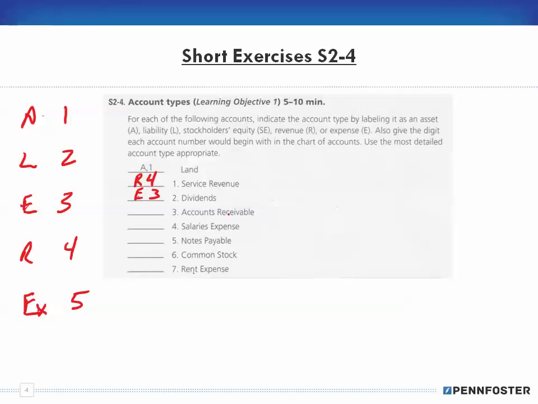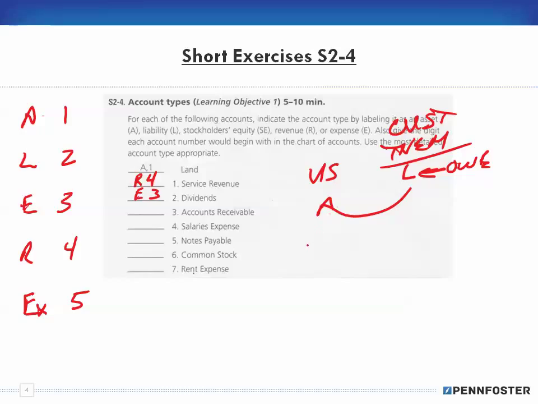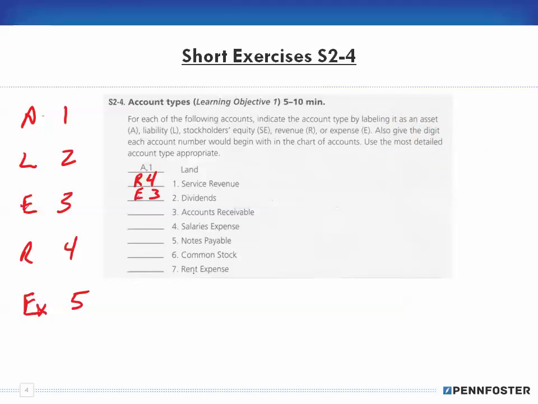Accounts receivable is something we own because why? People owe us money. We made a sale and it was on account, on credit. So we extended somebody credit, and that means they owe us the money. For them, it's a liability because they owe us. This is us, and this is them, the customer. They owe us money, so for them it's a liability. But owing us, that's an asset for us because that's something we own. We own that income, that cash that's going to come to us. So that's an asset, and that would be A1.